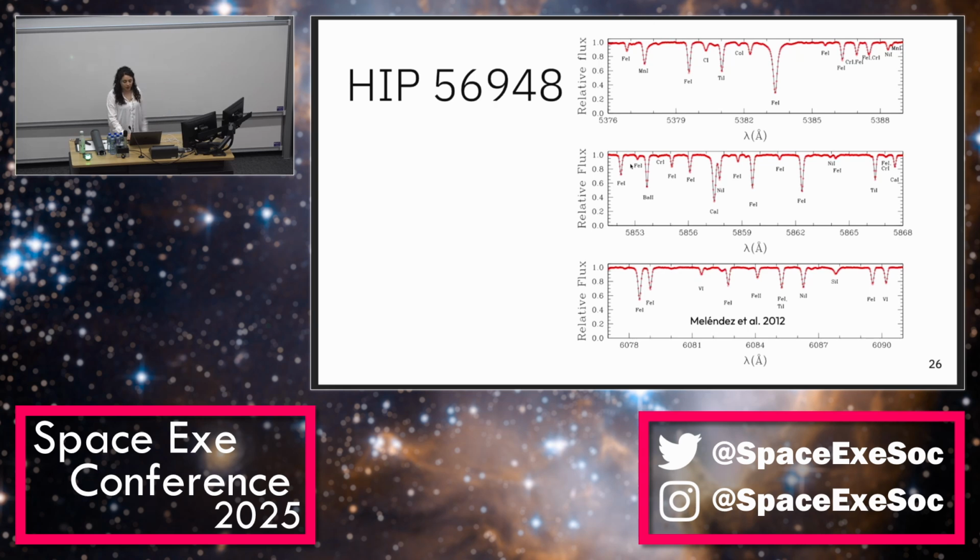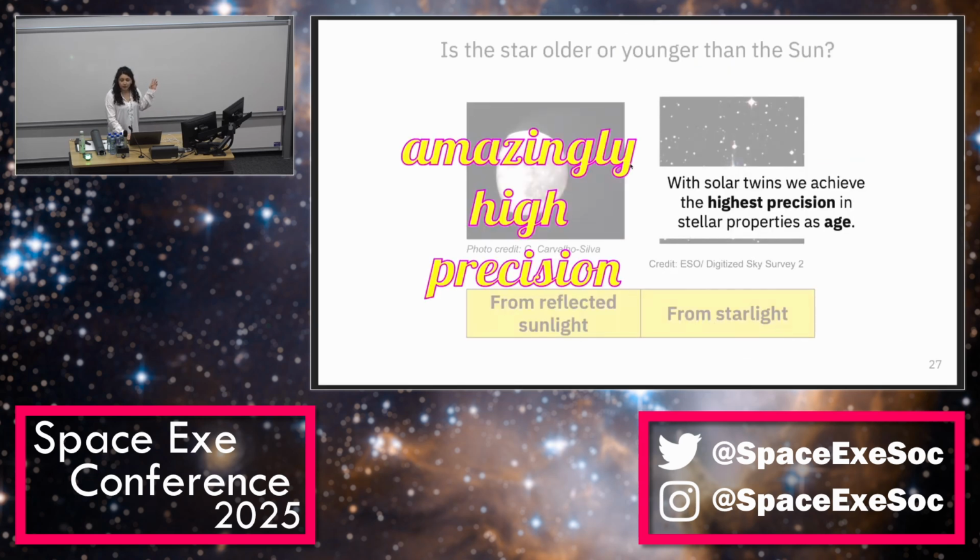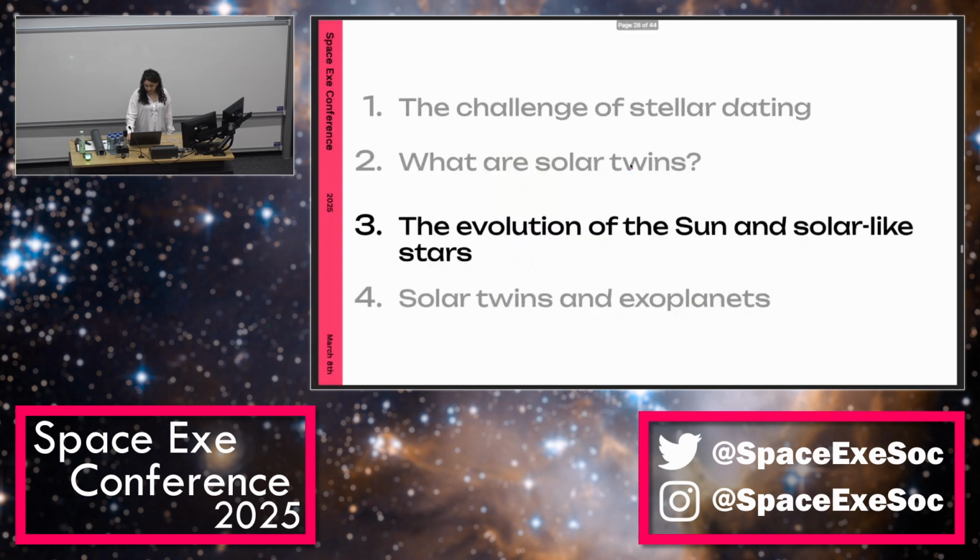And this extends to the whole spectrum. So we use this method, and then we can get the highest precision in age possible for stars. And because of that, using solar twins could help us better understand stellar evolution, and those precise ages could also be applied to other scientific subjects.